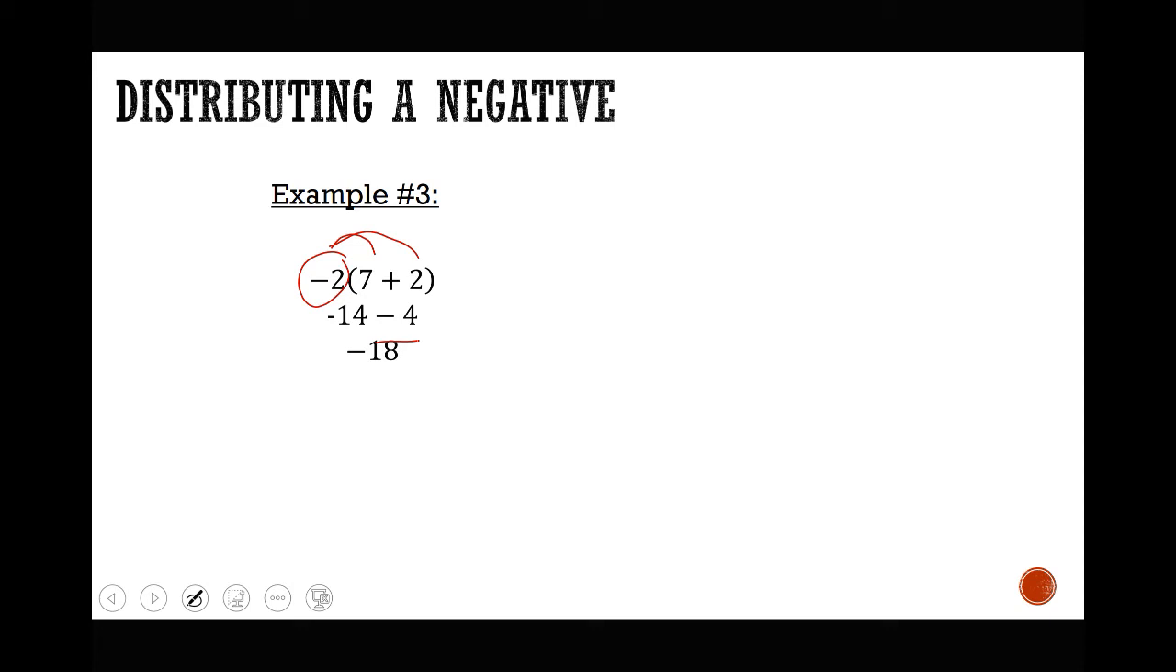And to check ourselves, just because all that negative stuff might have been confusing, we could do order of operations here. Say 7 plus 2 is 9, and negative 2 times 9 is negative 18. So I know that that came out right.